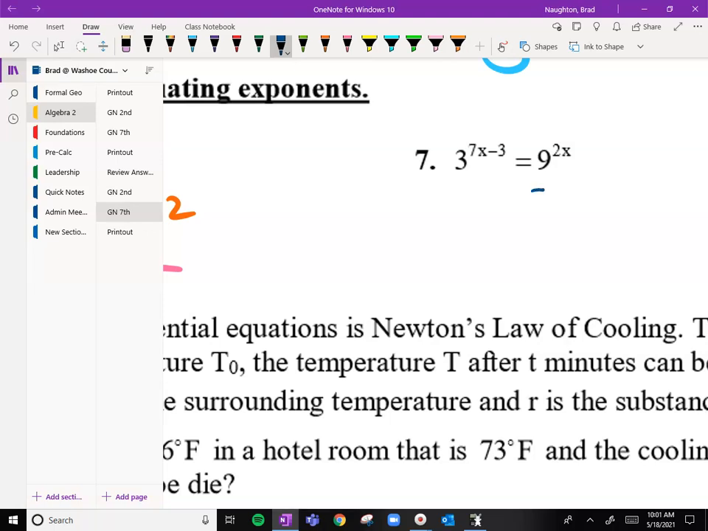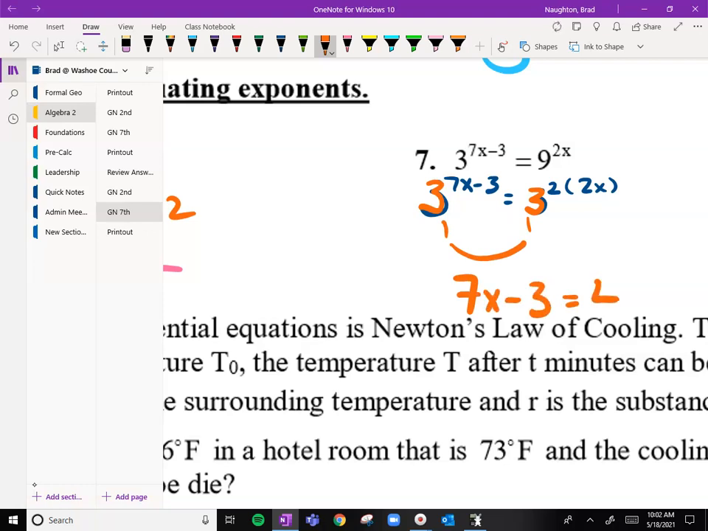Welcome back. So this is 3 squared, because that's the same thing as 9, and then I have a 2x that's already there, and so that's in parentheses. So then 3x minus 3. So again, the goal is that we have the same base, and since we do, we have a smiley face. So 7x minus 3 is equal to 4x. And that's just 2 times 2x.